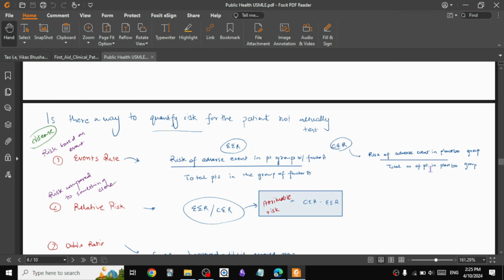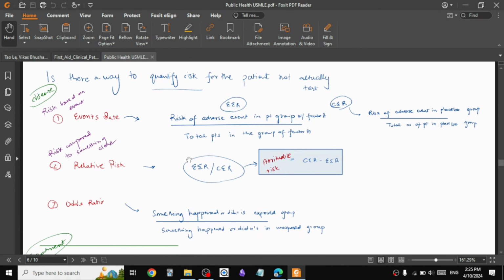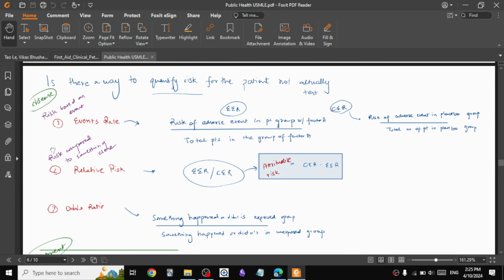All right, guys. In this one, we're gonna start with risk. The main question we're gonna ask ourselves is, is there a way to quantify risk for the patient without actually testing them? So that's the main thing we're gonna focus on now. How do we classify the risk? In my head, the best way to do it is in terms of disease and treatment.